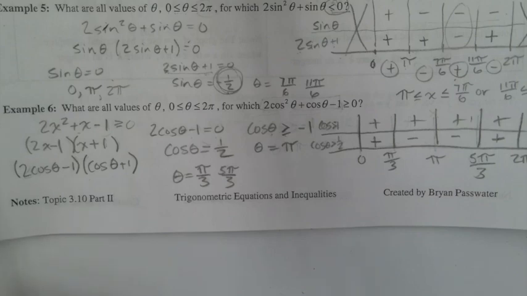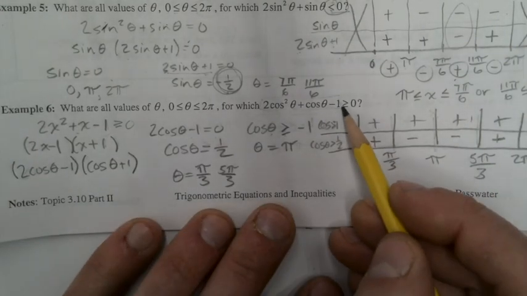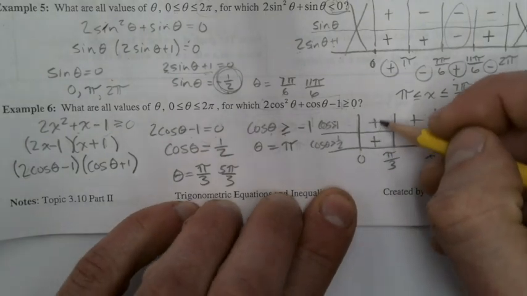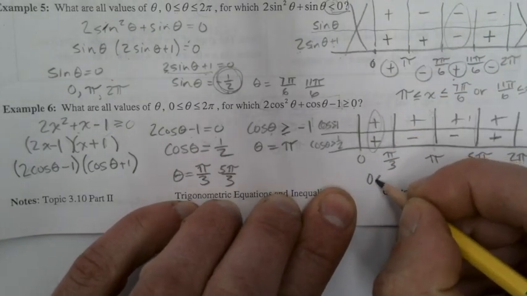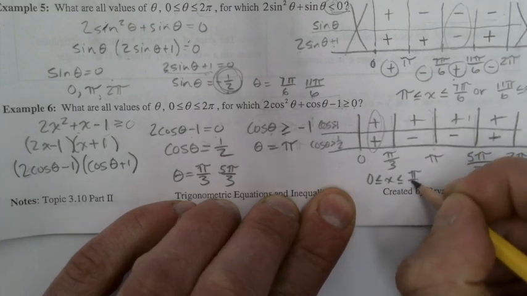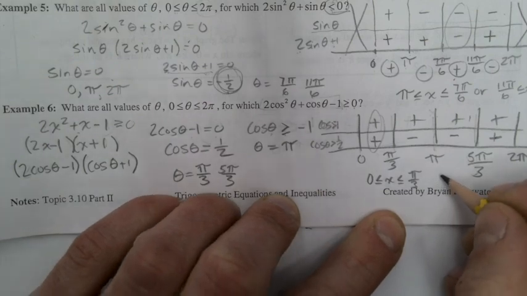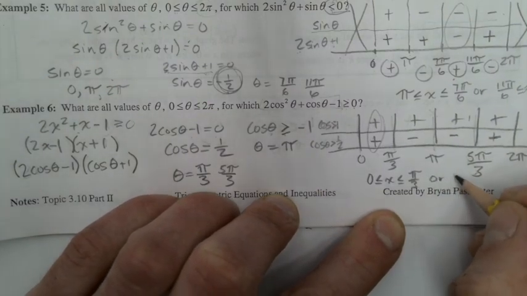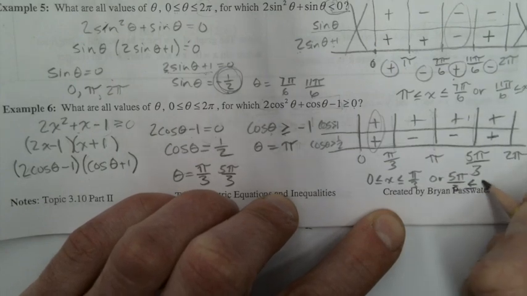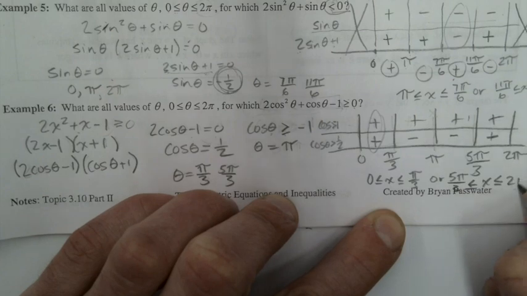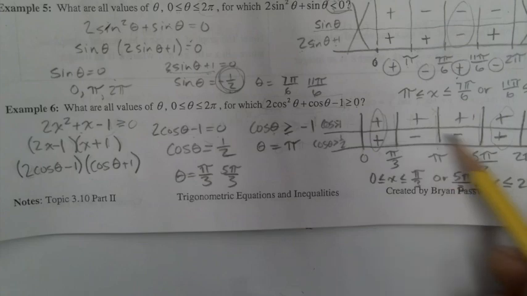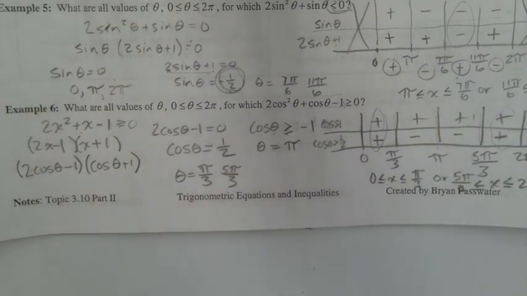Now from there, we wanted this overall function to be greater than or equal to 0. So we're looking for positive values, which will be from 0 is less than or equal to x is less than or equal to pi over 3, and 5 pi over 3 is less than or equal to x is less than or equal to 2 pi. Because those values multiply together to give us positive solutions.